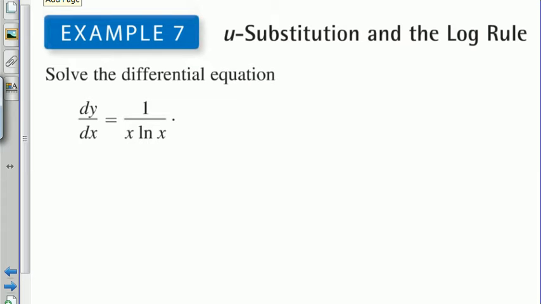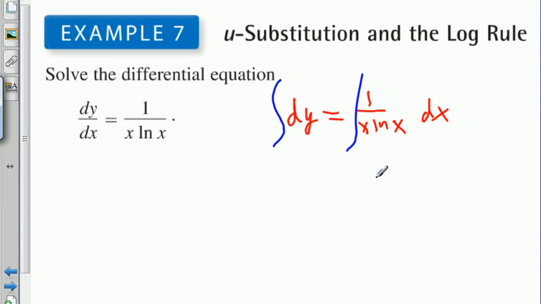Okay, so now we're talking a little bit about differential equations. What is a differential equation? It's really just the same thing. Think about it like dy equals 1 over x ln x dx. So I move the dx over, right? Think of it like this. And then think of it like I'm just trying to find the integral of both of these.